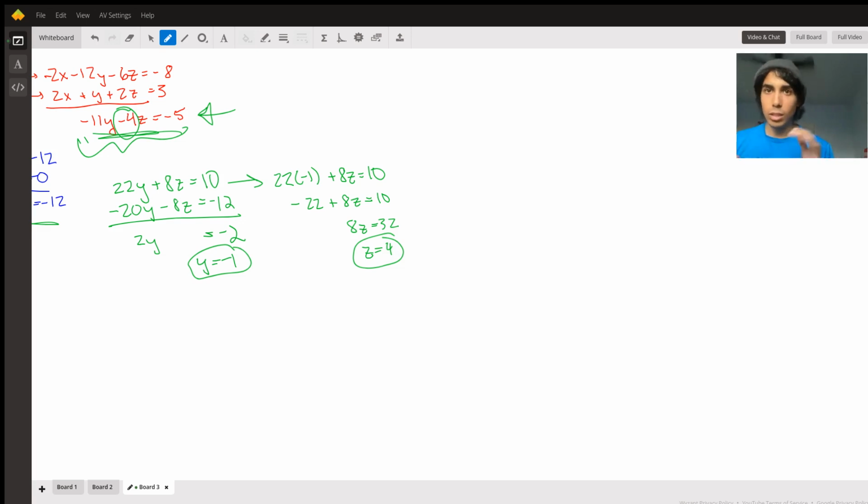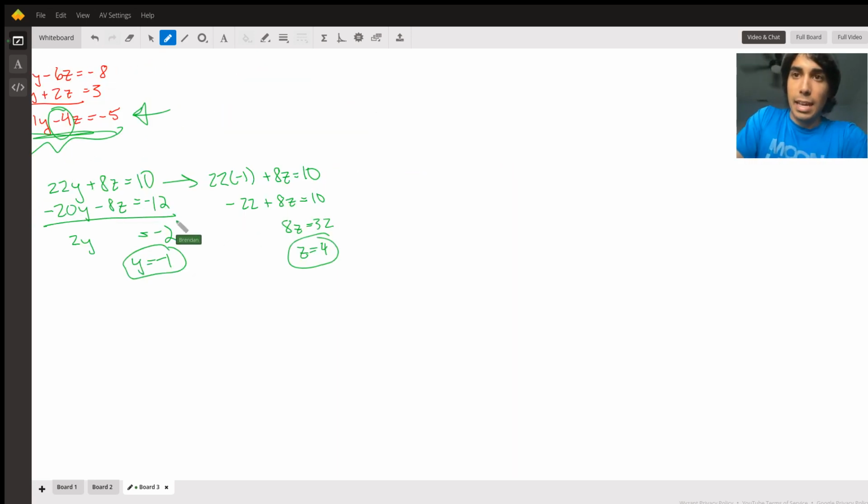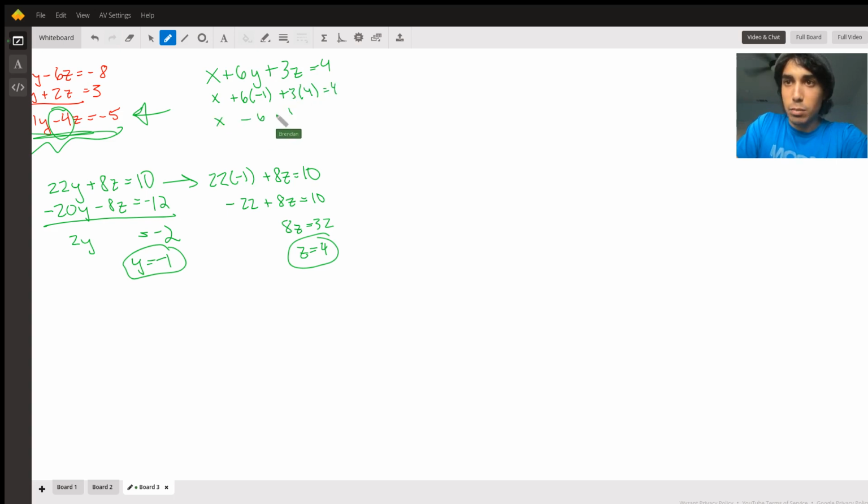Okay, very last thing. We're going to go back, plug that into one of our originals, and we will find x. I'll do it into the very first one. So I had x plus 6y plus 3z equals 4. All right, so that gives me x plus 6 times negative 1, plus 3 times 4 equals 4. So that'll be x minus 6 plus 12 equals 4. Negative 6 plus 12 is 6. Subtract 6 on both sides, and there we go.